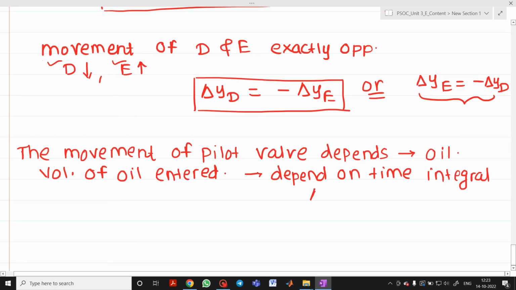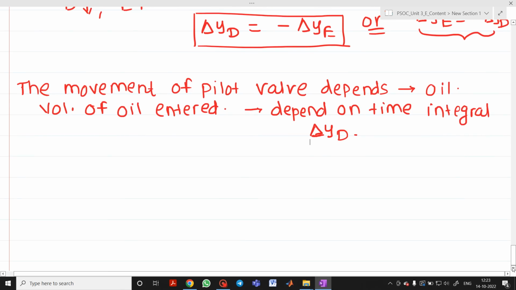Now why have we taken delta yD? Because initially there will be a change in the position of yD and it will create its own effect on yE or E. So time integral means what? The time which is required to obtain the same manipulated variable as for the proportional action when using integral action is nothing but the time integral. Now how can I explain this? Let me explain this by drawing a diagram.